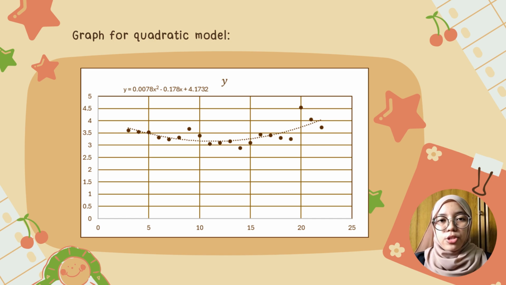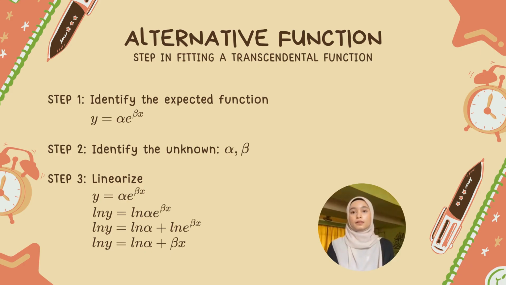Next, this graph shows the distribution between X and Y, which is the year and unemployment rate. This graph also shows the best fit line, where the equation of the line is the one that we got just now. Next is the alternative function. So the step 1 to find the alternative function is to identify the expected function. We choose the exponential model as our alternative function, which is y equal to alpha e to the power of beta x.